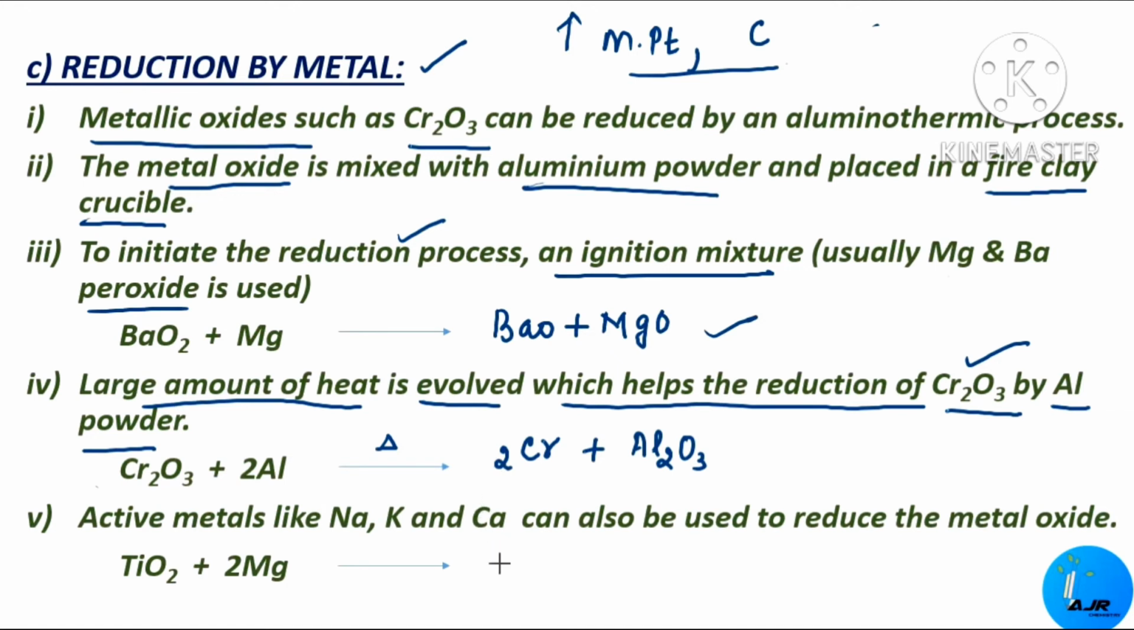Now, active metals like sodium and potassium can also be used to reduce metal oxides. For that, we take the example of titanium dioxide. TiO2 is reduced in the presence of magnesium, so that it gets converted to titanium, the free metal, and magnesium oxide is obtained. So this is what happens during reduction by metals.